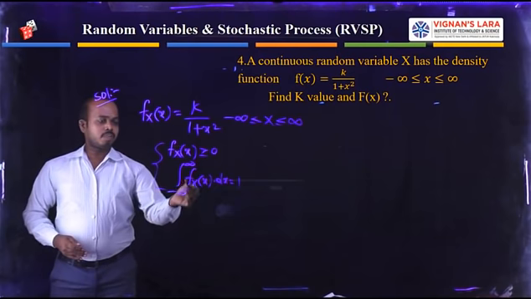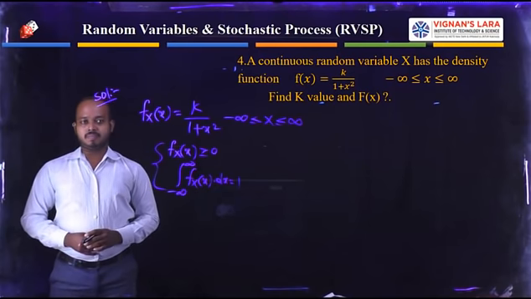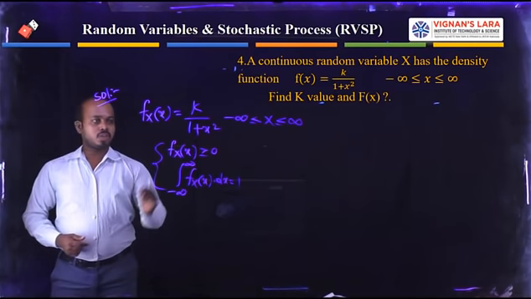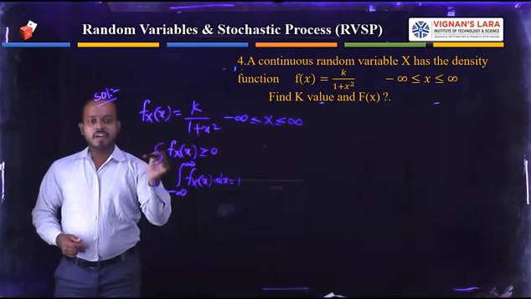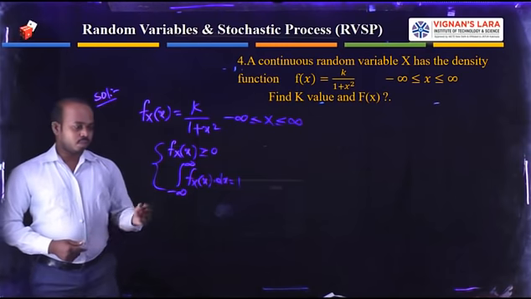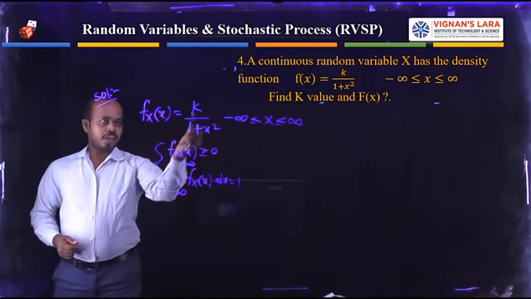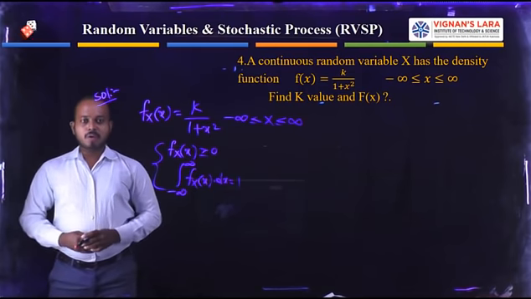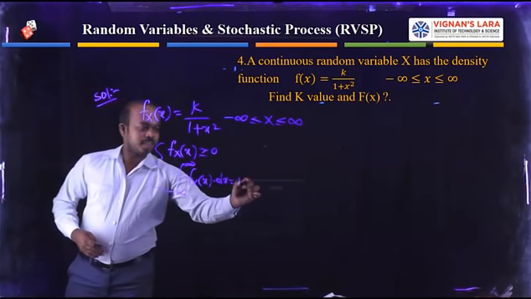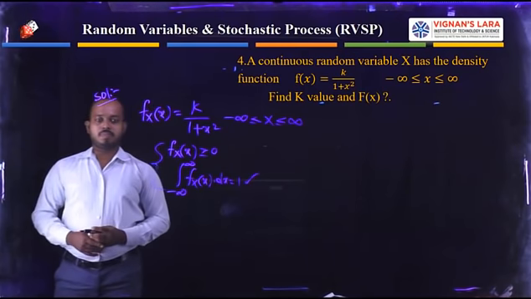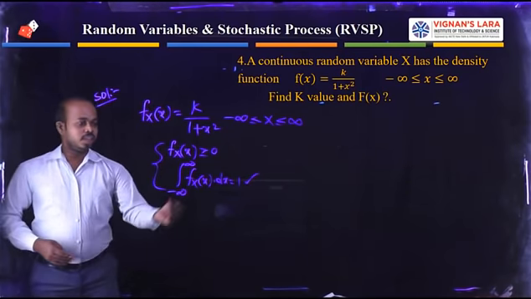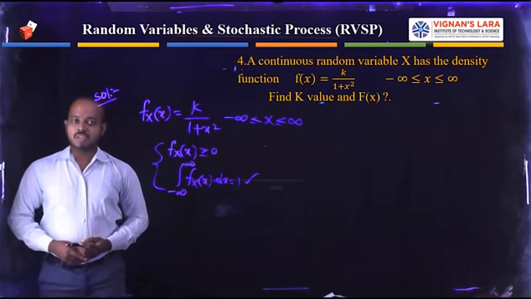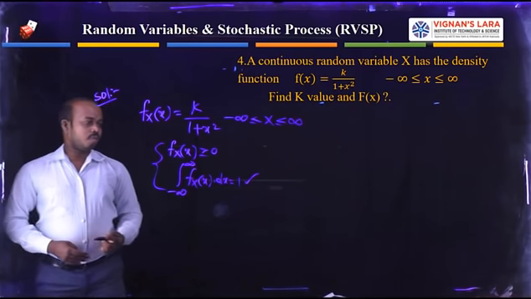Here I am taking the second condition for obtaining the k value. We already know the density function from the given data, so I write the density function as k divided by 1 plus x square. What is the second condition? The integral from minus infinity to plus infinity of f of x dx is equal to 1. Now I am finding the k value.